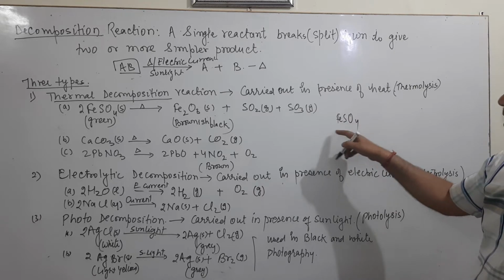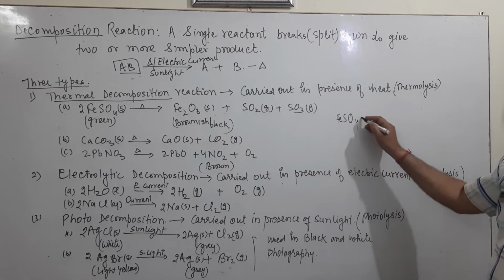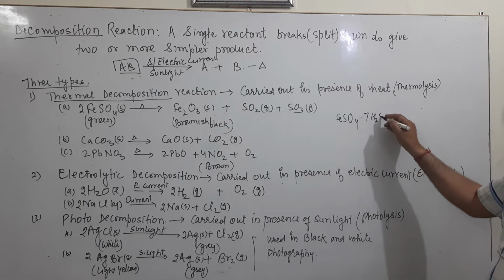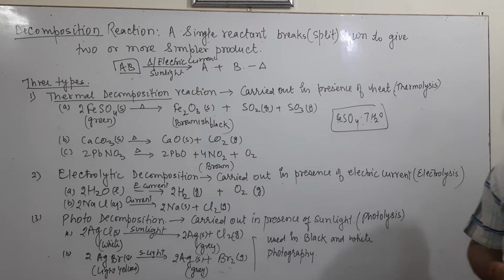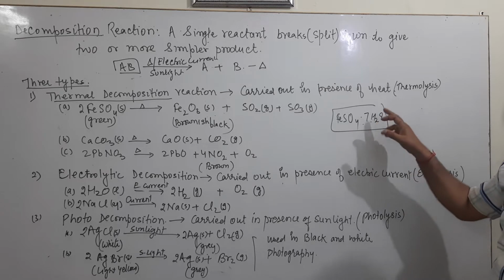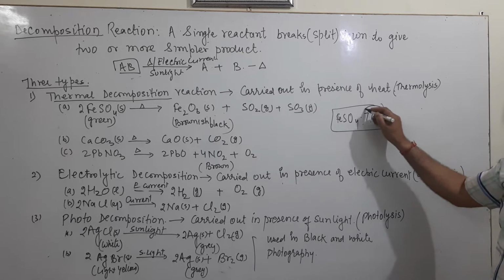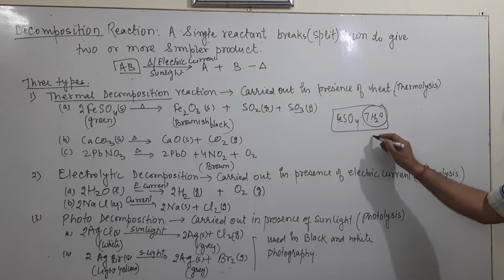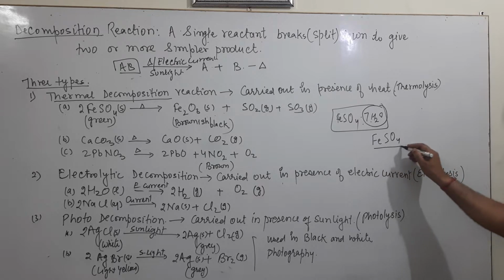FeSO4, iron sulfate, it is in the form of hydrate, FeSO4 dot 7 H2O. The crystal of iron sulfate, when heated at a given temperature, then these 7 molecules of water will evaporate. Evaporate, and on evaporation what is left?